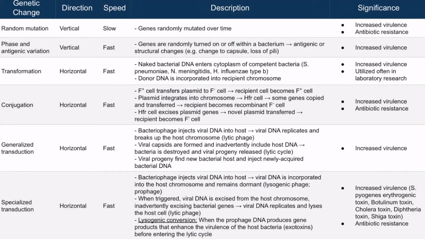Going back to the table, notice that this change is slow. It takes time to randomly mutate, especially in a way that is beneficial to the bacteria. It starts slow, making only minor modifications to the genome. Over time, the genome can begin to accumulate enough changes that the bacteria can increase virulence, as we've shown over here, or even give the bacteria antibiotic resistance.